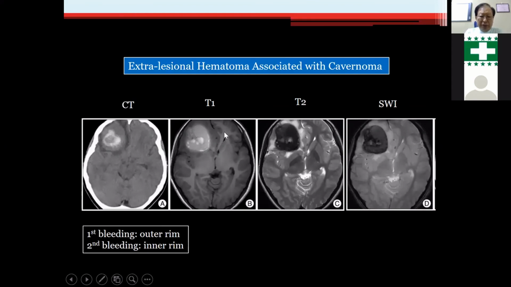Next example is this one. When you look at this one, especially in CT, you see two different densities there. The center is the lesion, the hematoma, and around it the bright area is the fresh blood. Outside the bright area, you see this subacute gray zone. That is the subacute blood. So it indicates that there are two different bleedings in this particular case. So this is what we call type 5.